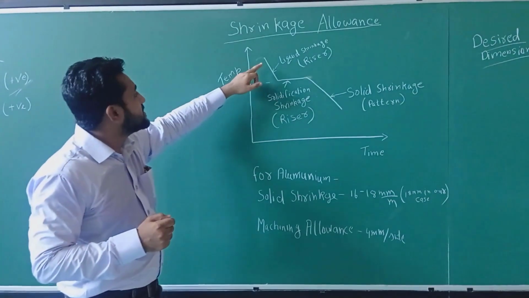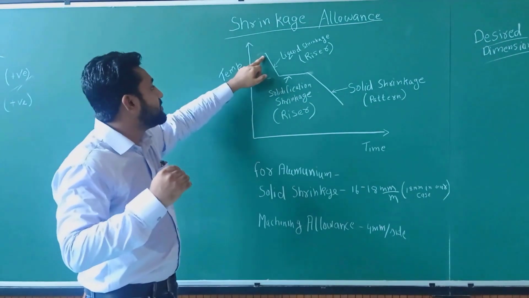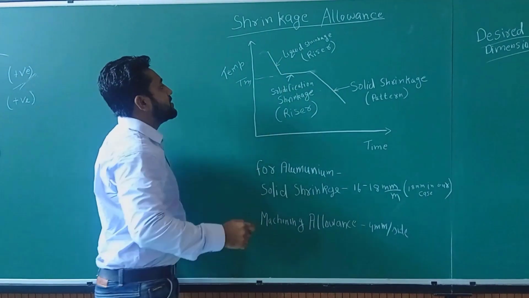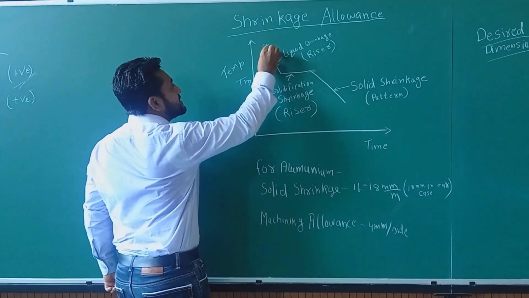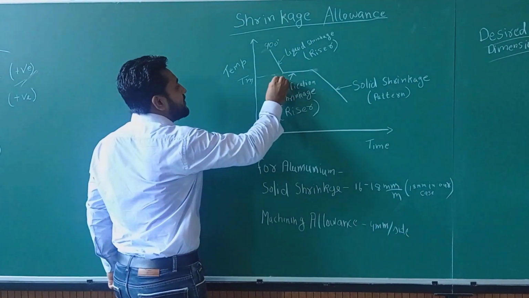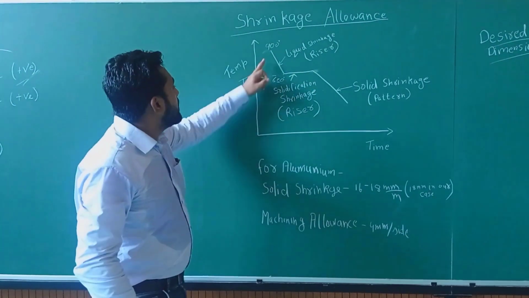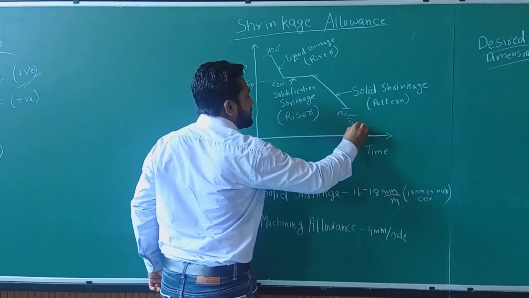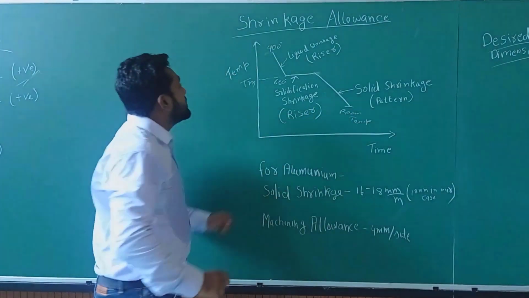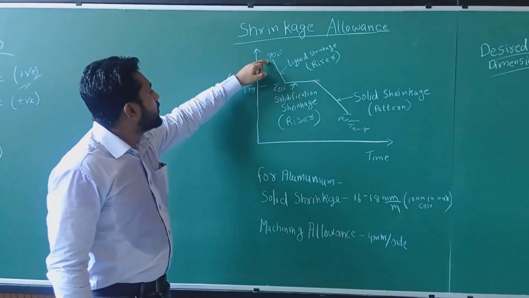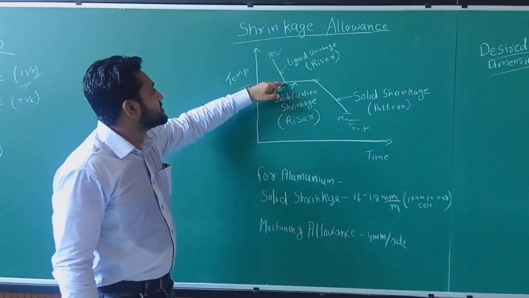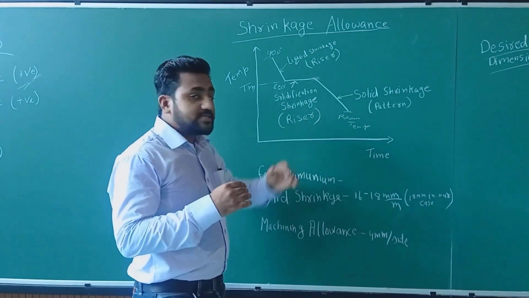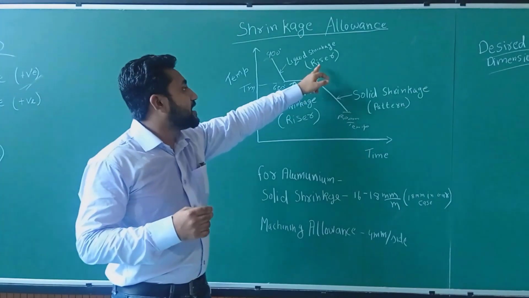Whenever the temperature cools down to room temperature, first of all, it will come down to the melting point temperature. Suppose this is 900 degrees Celsius, this is 650 degrees Celsius, and this one is room temperature. Then the metal will cool from liquid, from 900 degrees Celsius to 650 degrees Celsius. Then there will be shrinkage. That shrinkage is called liquid shrinkage, and this is compensated by the riser.